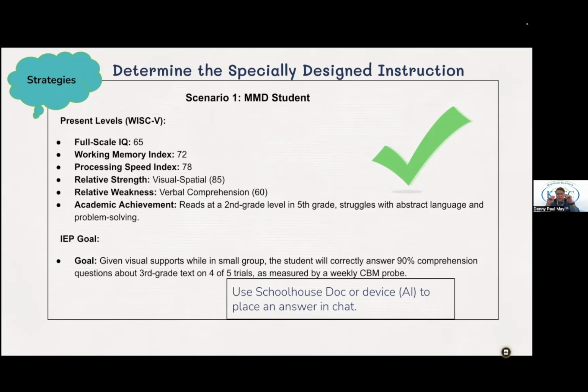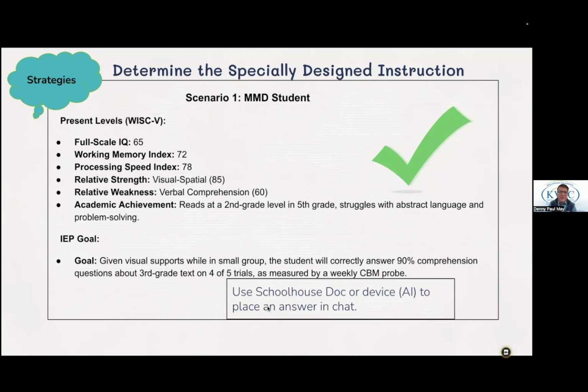I want you to use the schoolhouse document or a device, or you can use AI, or whatever. And I want you to come up with a couple of strategies that you would use that would be specially designed instruction based on our definition, based on breaking down the content, breaking down the delivery, breaking down the methods. So I want you to find a method or a strategy that will work with this student.